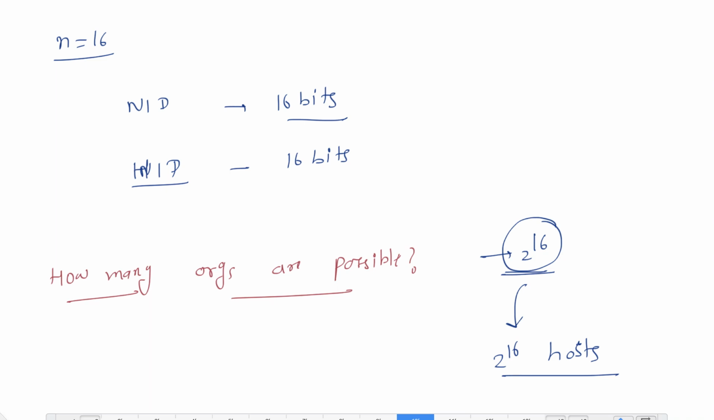I hope you got the idea about finding the number of network ID bits, the number of host ID bits, how many networks are possible, and within one network, how many hosts are possible. That's a very easy calculation.